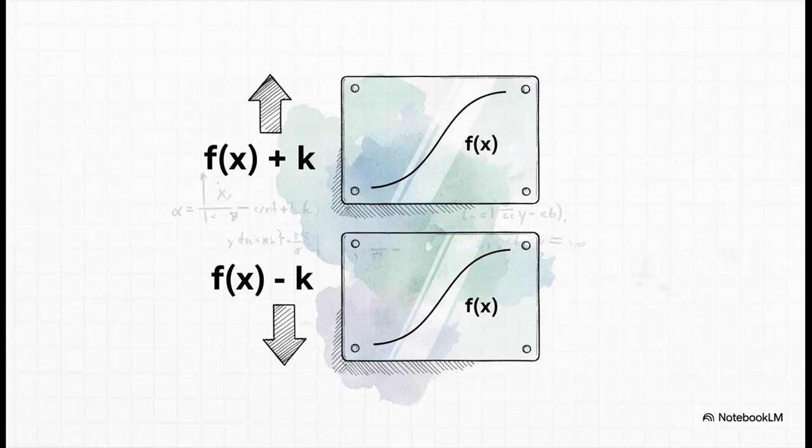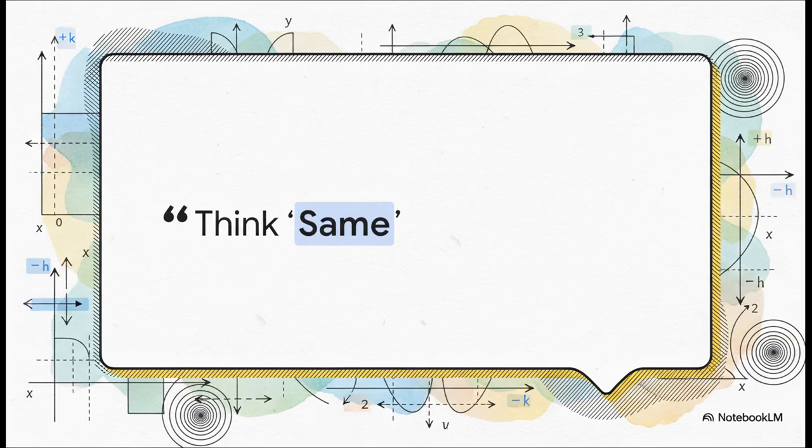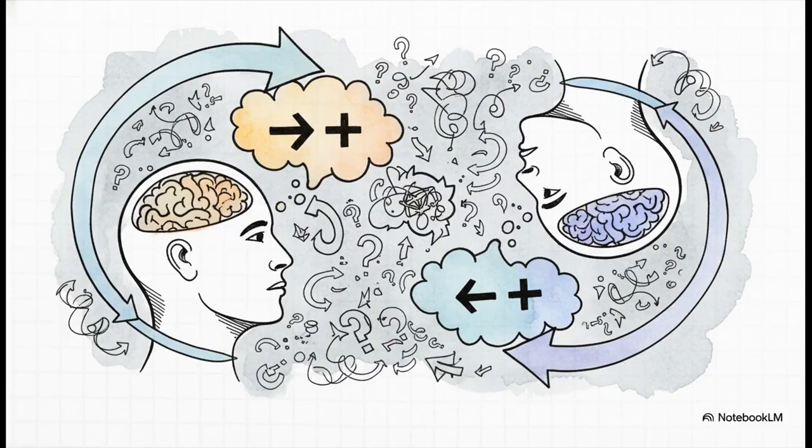So let's start with the easy one, right? Vertical shifts. If we want to move a line up or down, all we have to do is add or subtract a number from the whole function. That's it. It's so straightforward, and we've got a really simple trick to remember it. Here it is. Just think same. That's the mantra. You want to move the graph up by 5? You add 5 to the function. You want to move it down by 2? You subtract 2. The sign does exactly what your gut tells you it should. See? Simple.